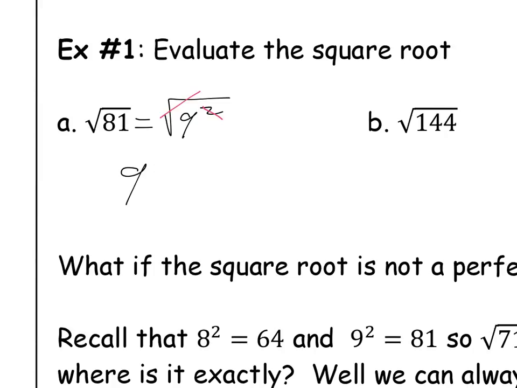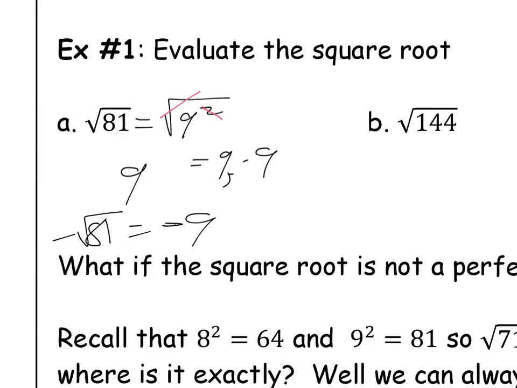Now, sometimes you'll see people say, oh, well, this could equal 9 or negative 9. And that's somewhat true because negative 9 squared also equals 81. But generally, unless there's already a plus or a minus symbol in front of this, we're always going to go with the positive square root. If they would have started with a negative sign, then yeah, we're looking for negative 9.